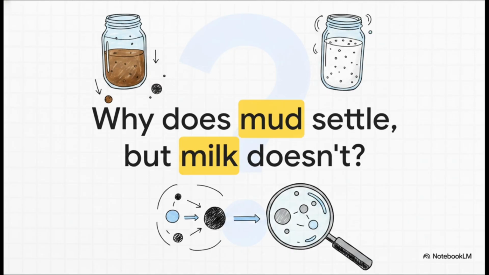Think about this. If you scoop up a glass of muddy water from a puddle outside and just leave it on a table, eventually all that dirt settles right to the bottom, right? But if you take a glass of milk and leave it out, okay, aside from it eventually smelling terrible and spoiling, those white particles don't just fall to the bottom to leave perfectly clear water sitting on top. Why is that? Like, what invisible forces or structures are actually at play here?